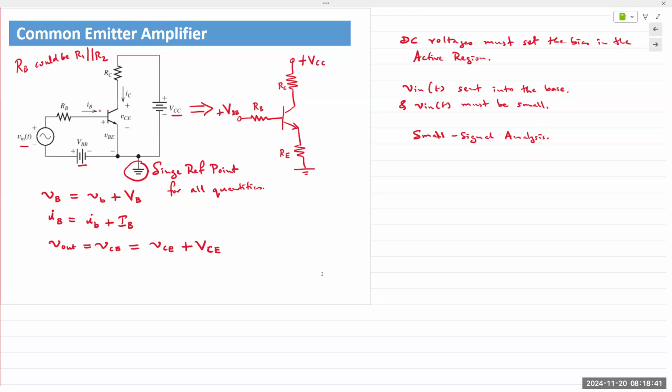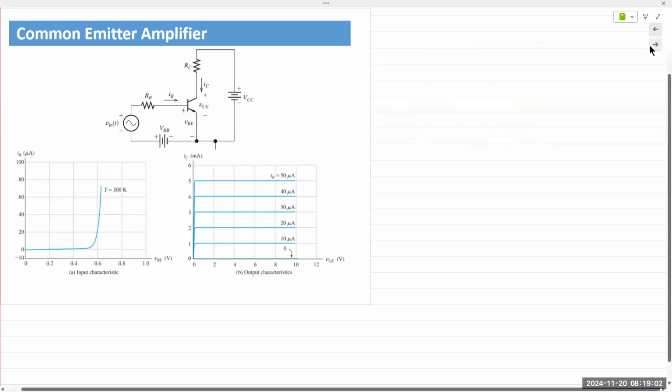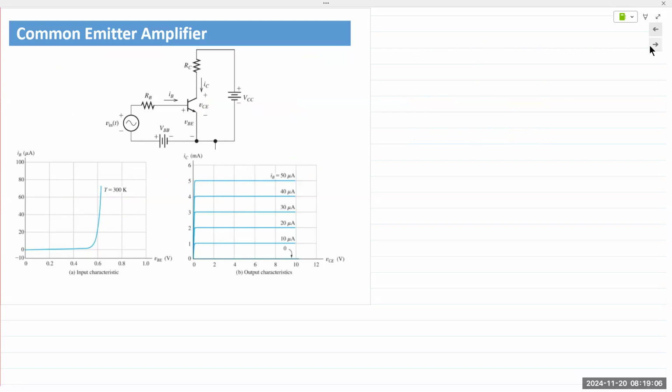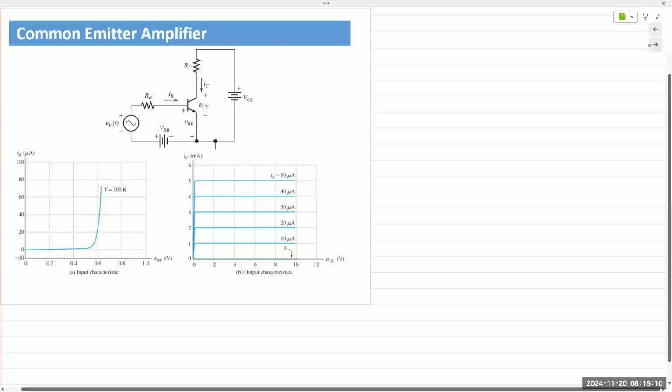Okay, single reference point for all quantities. Okay, so then let's look at our example. Here we are provided with a circuit with RB, RC, VCC, and VB. Input characteristics are shown here.